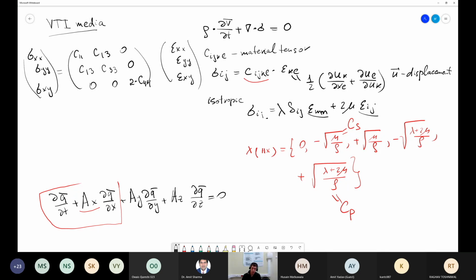Of course, it is possible to calculate analytically the relationships for C11, C13, C33, C44 to obtain the isotropic case. You can do it manually, substituting Cij with lambda and mu in the equation, and you can obtain the equivalent medium.